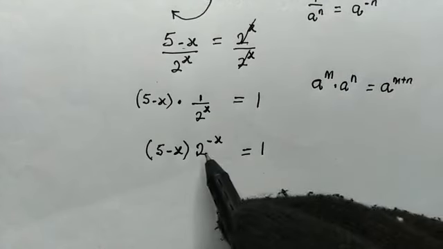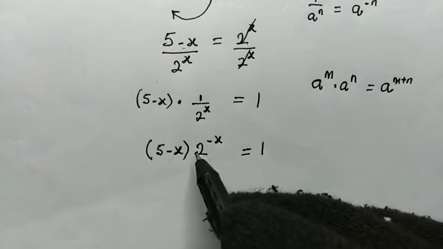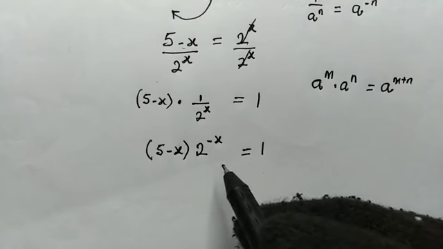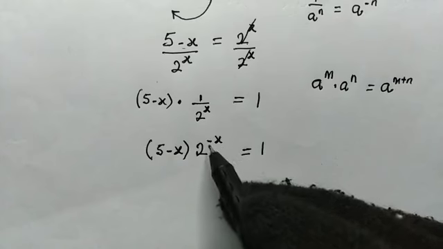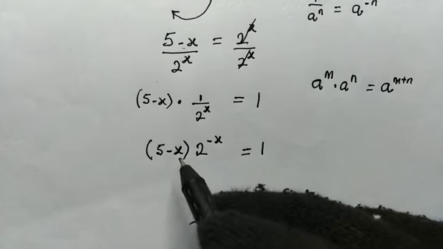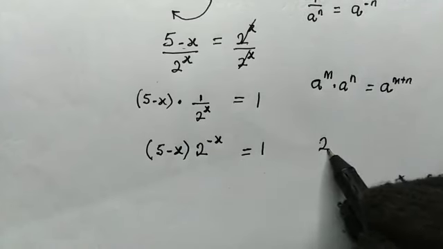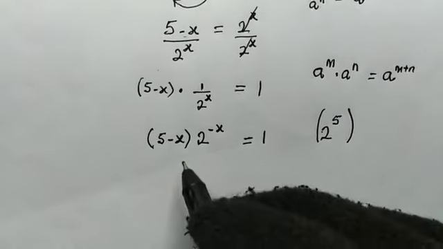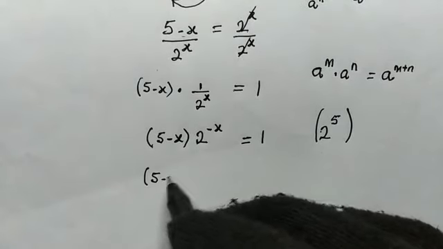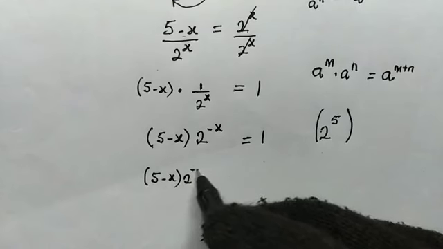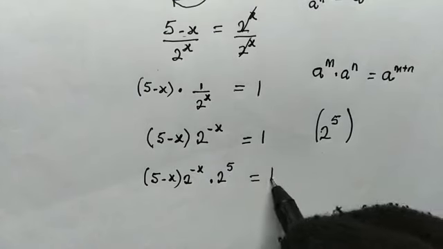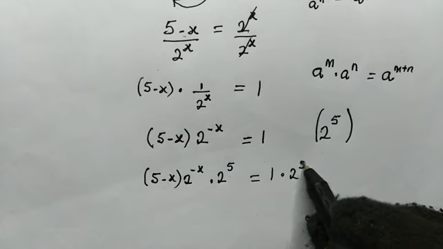Therefore, the quantity we will multiply to both sides of this equation must have a base of 2, so that we can add it to the power of this 2 here to make an equal coefficient with this here. So let's think about multiplying both sides by 2 to the power of 5. So here we have 5 minus x multiplied by 2 to the power of negative x, and here we multiply by 2 to the power of 5. This will be equal to 1 multiplied by 2 to the power of 5.